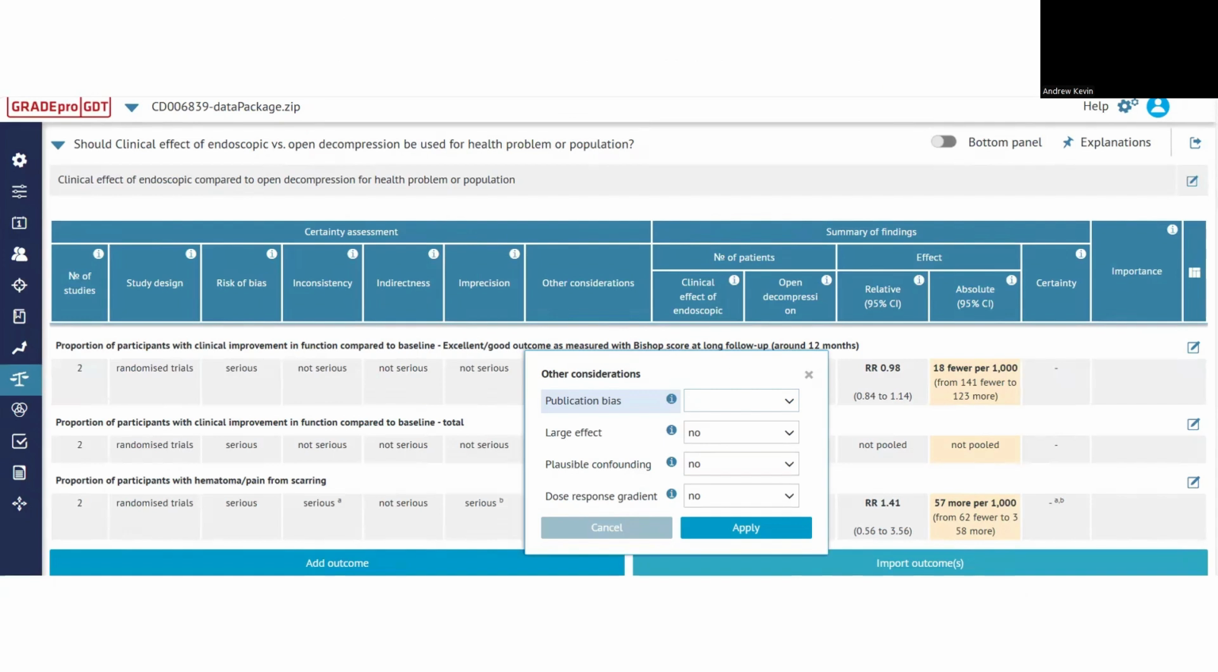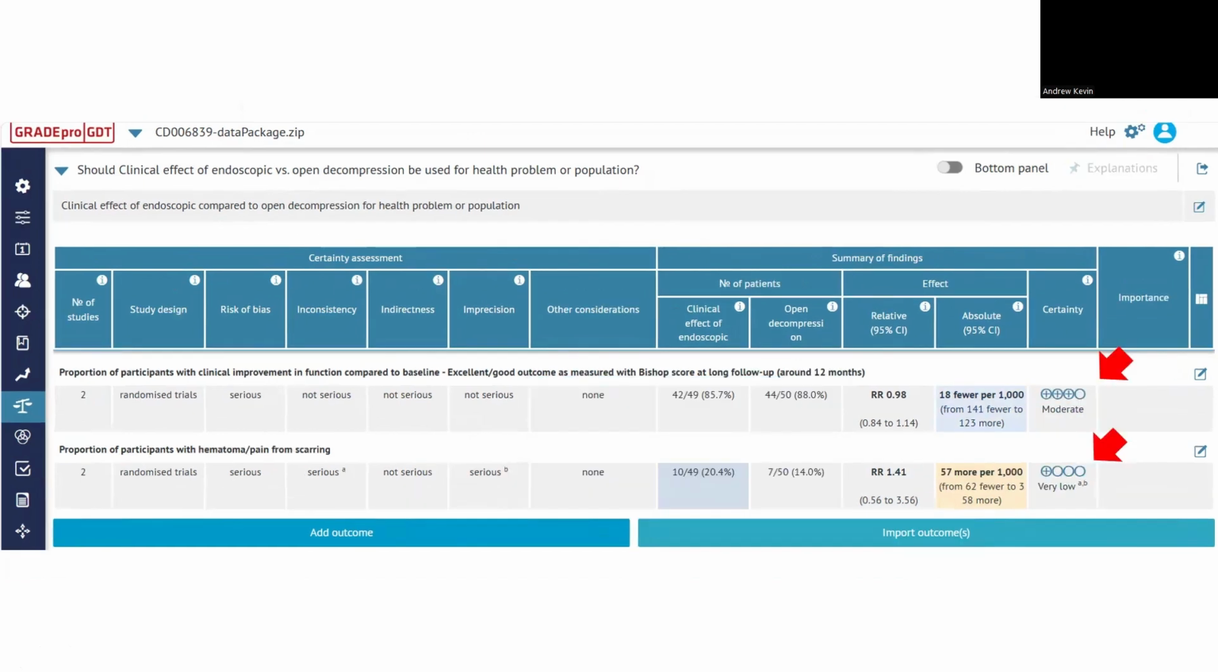The last one is publication bias. The other three things in this pop-up box, which are large effect, plausible confounding, and dose response gradient, are to be looked at only if your underlying study is an observational study. Because both our studies are randomized controlled trials, we will not look at these three things. We look at whether there is publication bias or not. Because we have only two studies, we are not able to do a funnel plot for this. We have graded this as saying there may be significant publication bias.